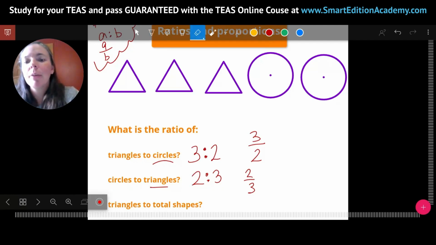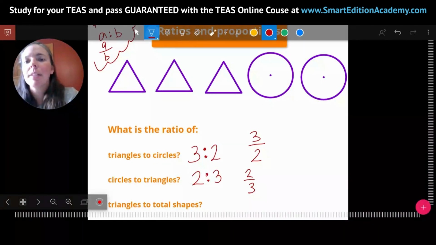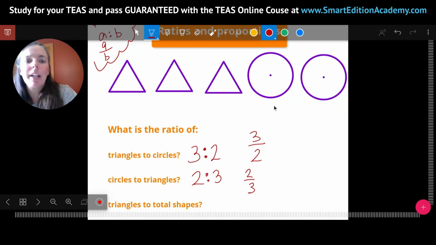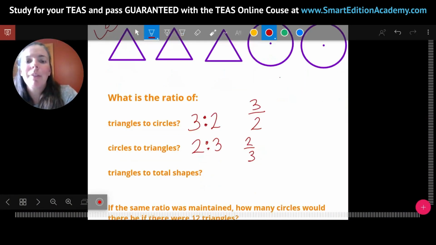And then what if we wanted to do triangles to total shapes? Well, there are 3 triangles, and how many total shapes are there? 3 plus 2 would be 5. So my ratio would be 3 to 5, or I could write this as 3 over 5.